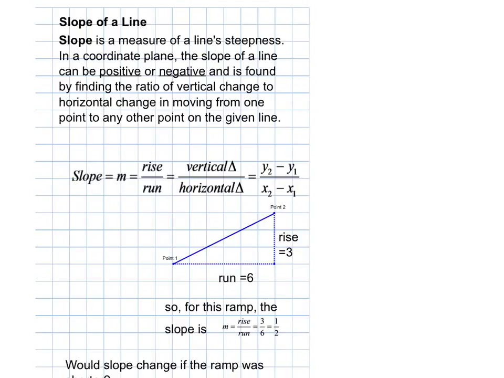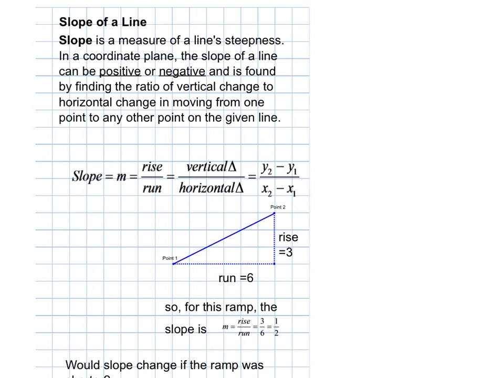All right, so this is a lesson on slope of a line. Now remember, we talked about this a good bit last year. Slope is a measure of a line's steepness, all right? So when we talk about it in a coordinate plane, you have to add the dimension of which direction the line goes, and that has to do with whether it is a positive or negative sloped line, all right? We find the slope, it's the ratio of vertical change to horizontal change in moving from one point to another.